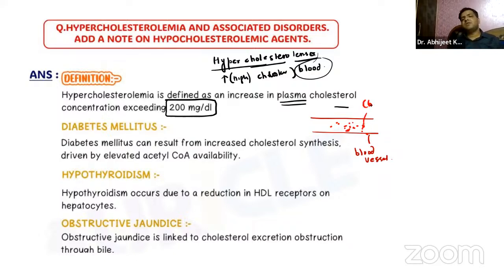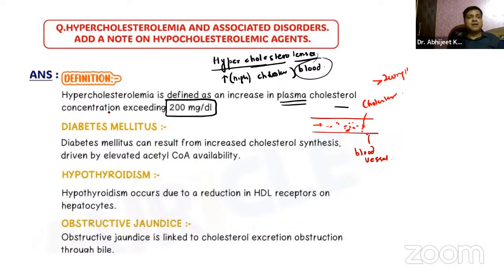Cholesterols are depositing over here. Now, if it is more than 200 mg per deciliter, obviously they are providing an obstruction to the flow of blood. If blood is not reaching the heart, if there is obstruction, then again, it can lead to severe disorders, right? They can lead to some diseases in the heart.